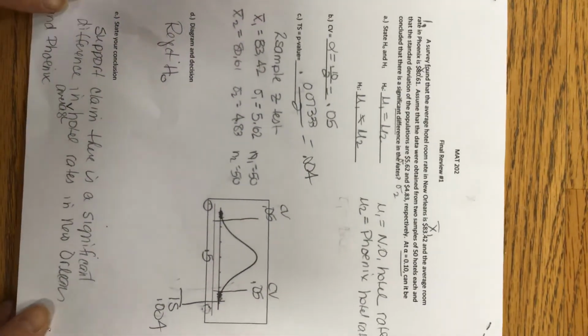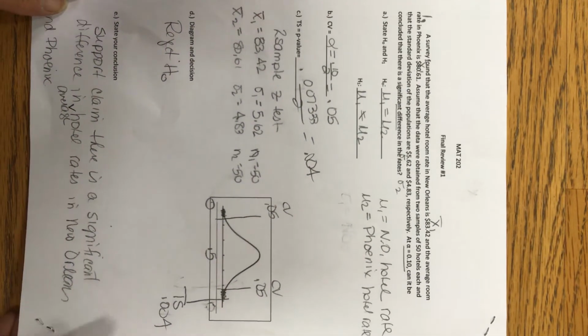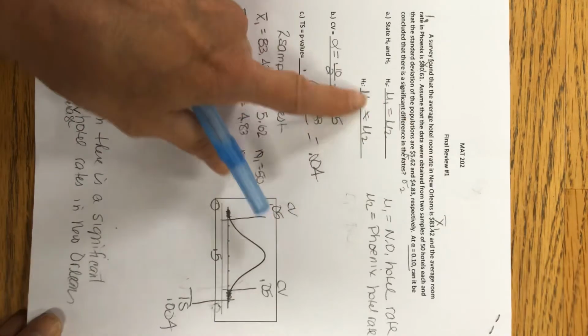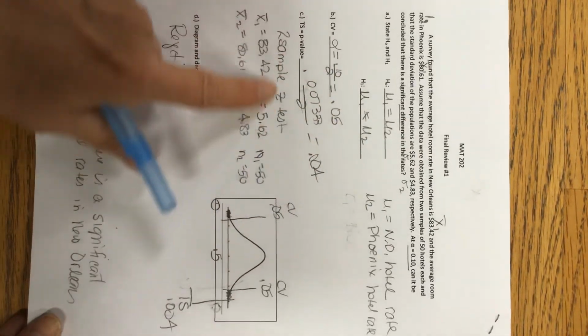I kind of had to do this again because my first little recording went awry. But here is the review 1. I think 8 of you at last count handed this in to me. Thank you so much. Number 1 was a 2-sample Z-test.